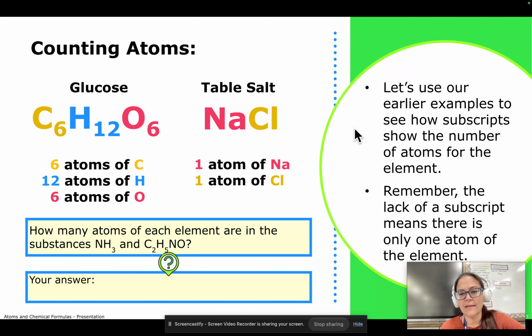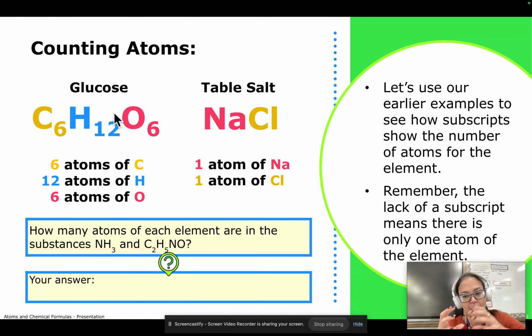So counting the atoms. Let's use our earlier examples to see how subscripts show the number of atoms for the element. Remember, the lack of a subscript means there is only 1 atom of the element. So if you remember in glucose, we had 3 elements: carbon and hydrogen and oxygen, because there are 3 capital letters. So how many carbons are there? There are 6 carbons in glucose because it has the 6 directly after the C. There are 12 hydrogens because this 12 comes directly after the H. And there are 6 oxygens because the 6 comes directly after the O.